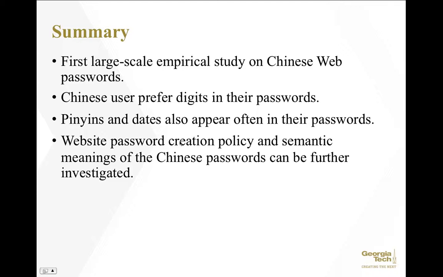Website password creation policies nowadays are very complex, and the semantic meaning of Chinese words may also play some role in the passwords. All this can be further investigated. Thank you. This is my presentation.